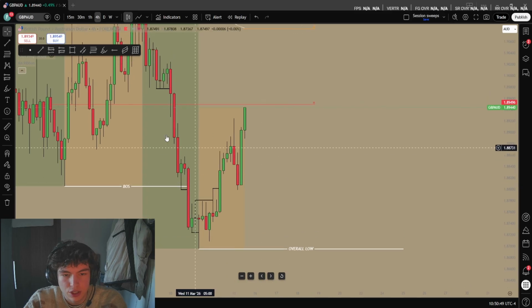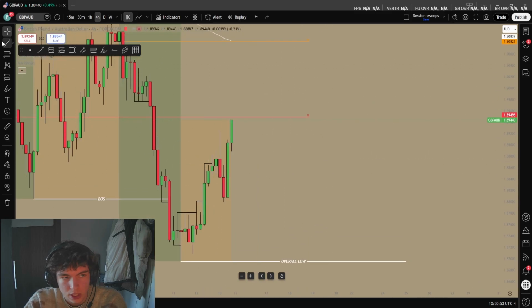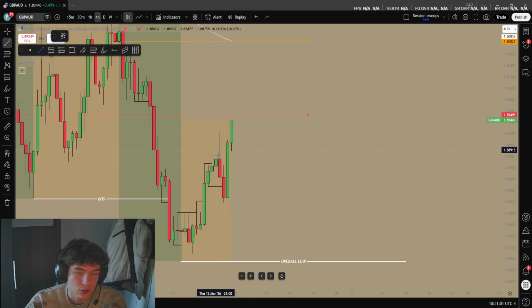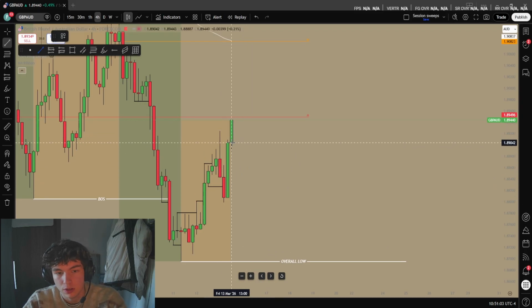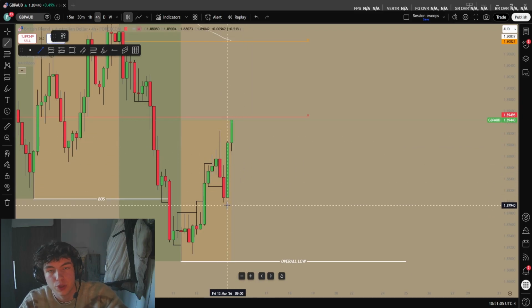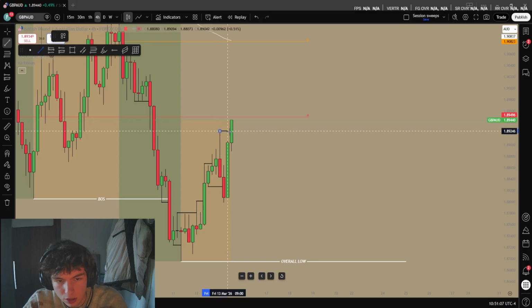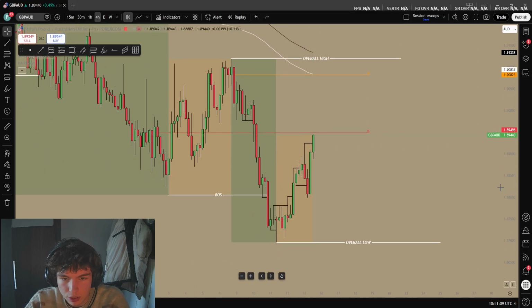Here we see another change of character. Here we see another change of character. But then here, price shifts back in towards the downside, giving us an opportunity to short, which would have occurred, which would have resulted in a loss. Here we see another change of character in towards the upside.